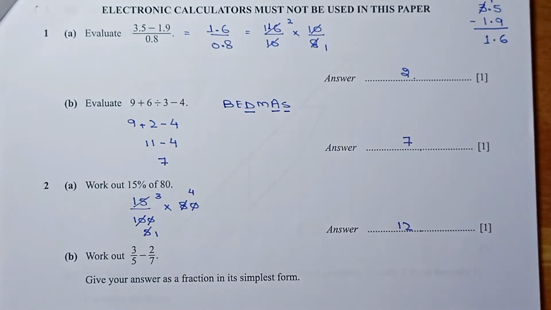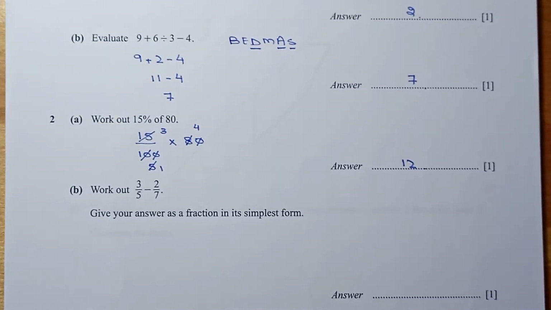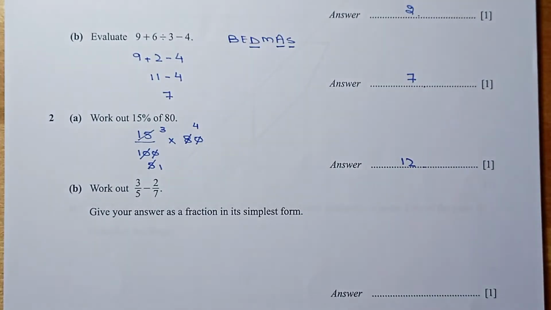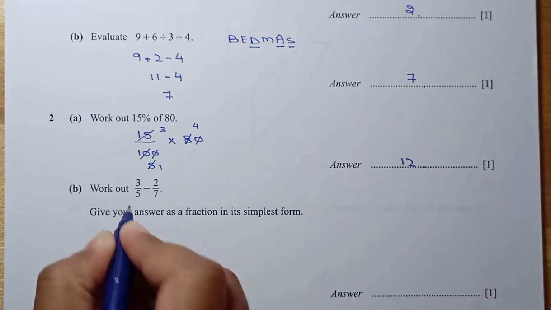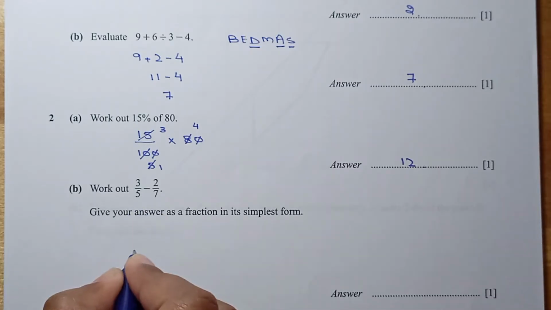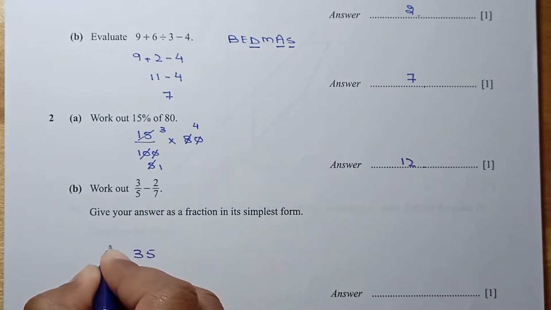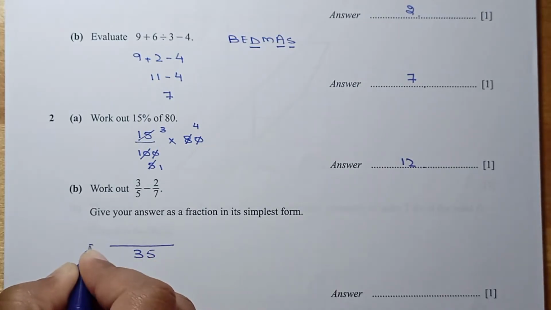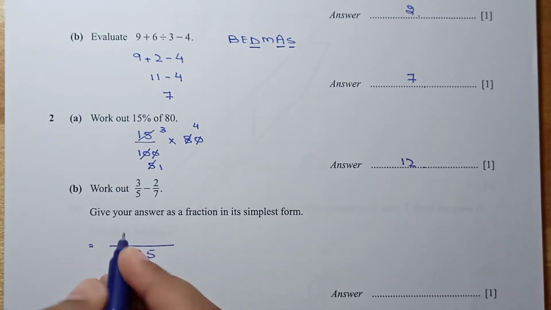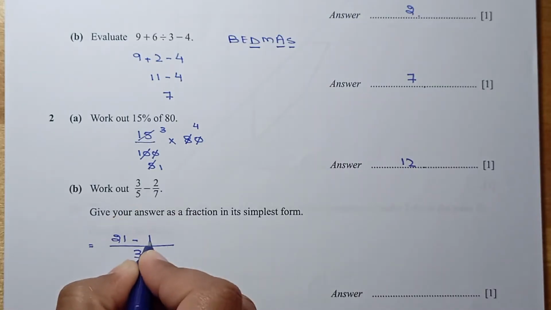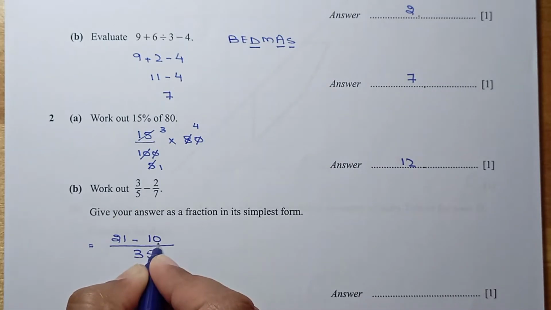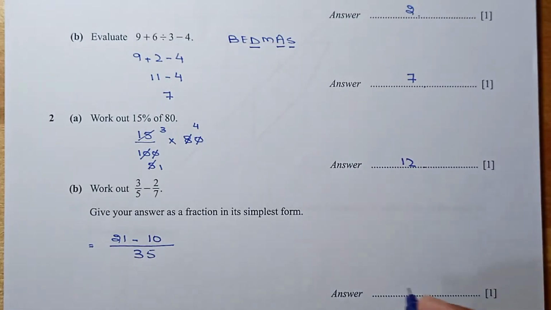Now for the B part, we need to subtract the two fractions and give your answer as a fraction in its simplest form. So first we need to make the denominator the same. 5 times 7 is 35. 35 is the common denominator. And now we need to cross multiply. 3 times 7 is 21. Subtract 5 times 2 would be 10. And 21 subtract 10 would be 11. So the answer is 11 over 35.